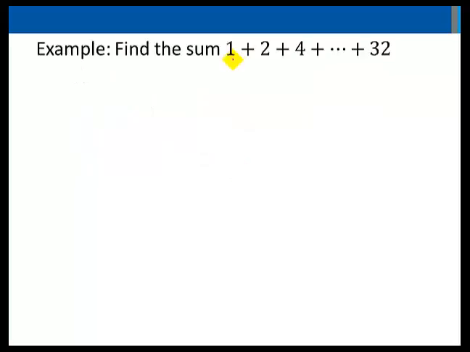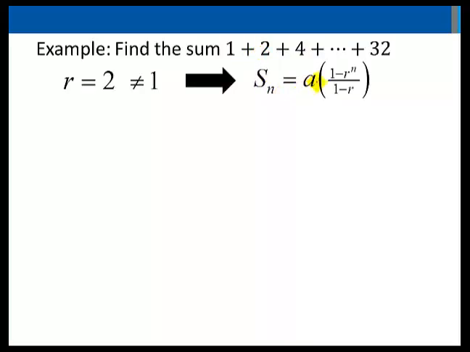Let's find the sum 1 + 2 + 4 + etc. up to + 32. Here r equals 2 and r is not equal to 1, so we can use the formula S_n = a(1 - r^n)/(1 - r). We know that a equals 1 here, but what is n? We don't know how many terms there are, so we'll have to find n.